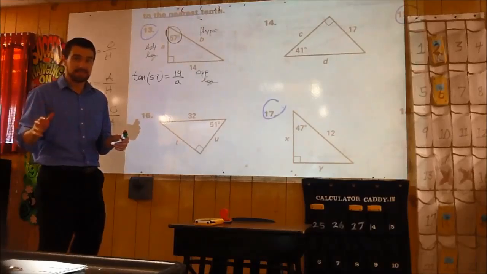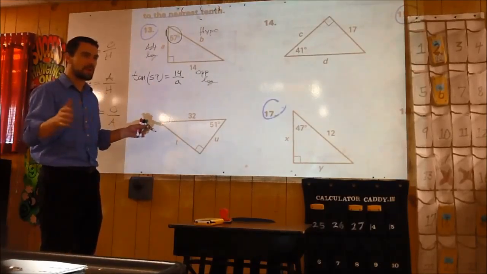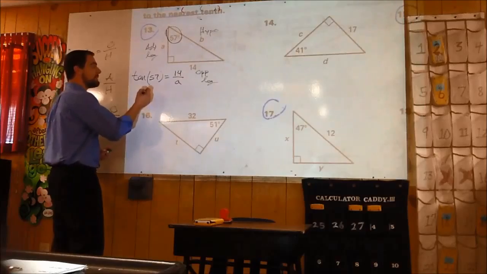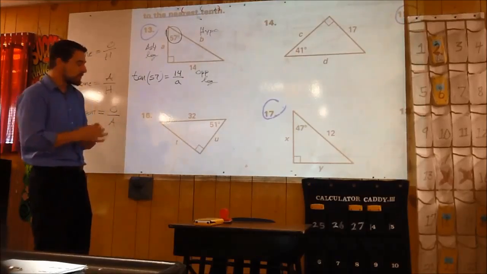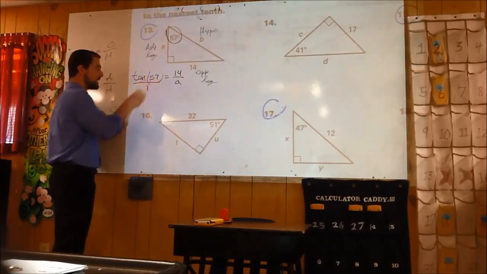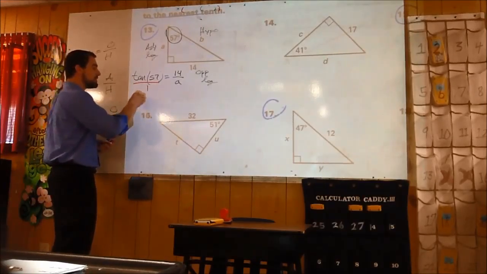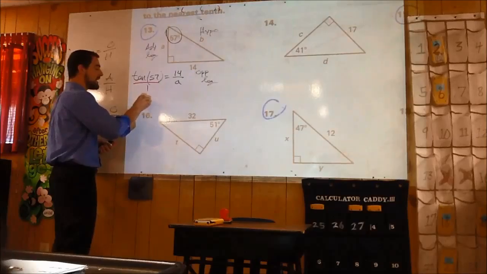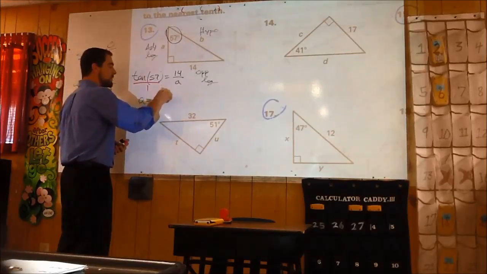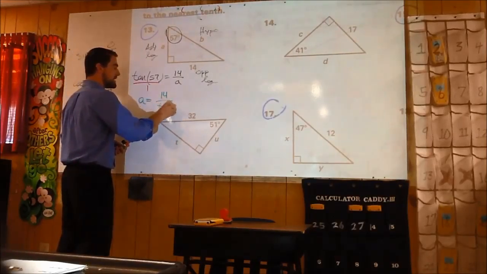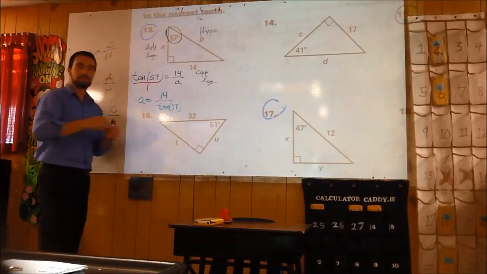That's a coincidence. The variable A is not always going to be your adjacent leg, so don't get in that habit. The next thing that you do is put the trig function over 1. Once you have that, now it looks like a proportion, cross multiply. When you cross multiply and divide, you will eventually get that A is 14 divided by tangent of 57.